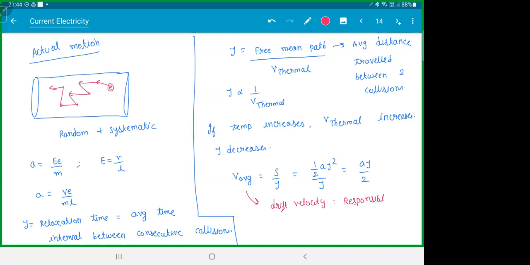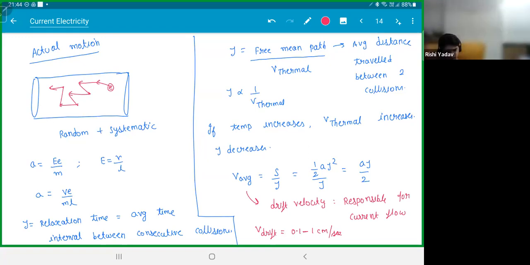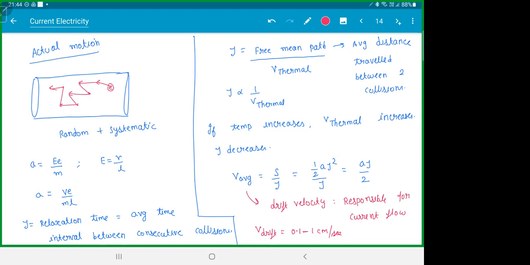Because of this electric field, all the electrons will gain a horizontal velocity. They're moving slowly. That velocity is this. This is responsible for current flow. And the value of the drift velocity is quite small, 0.1 to 1 centimeter per second. Do have a look at this. So how do we get displacement? S is ut plus half a t square. U is 0, no?